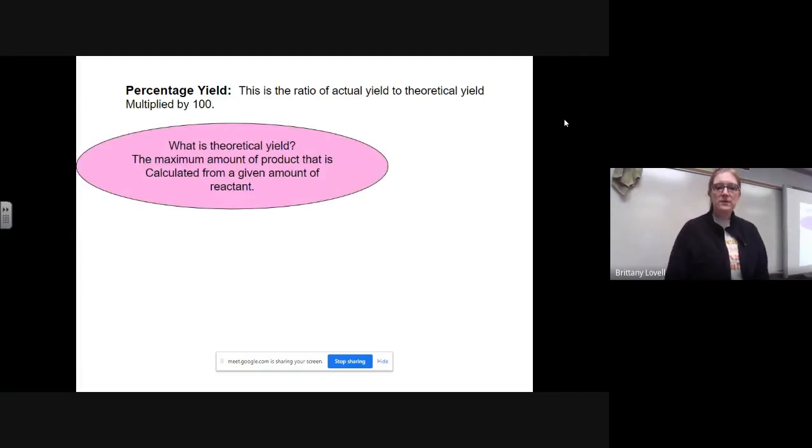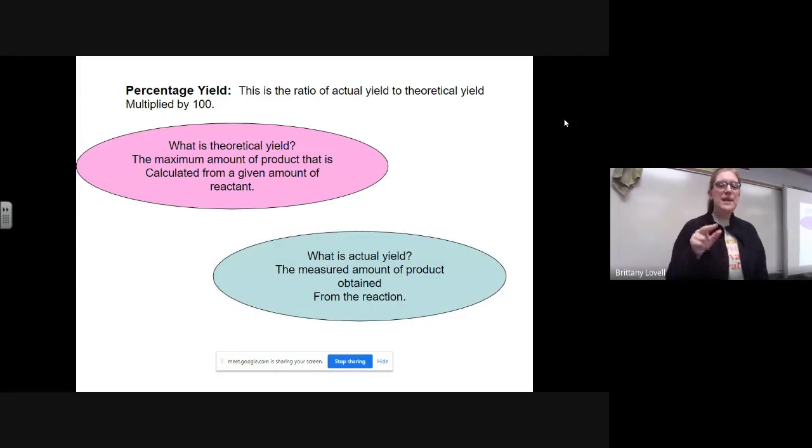The theoretical yield, it's the maximum amount of product that is calculated from a given amount of reactant. So the theoretical yield is the one that you're using math to get. That's the stoichiometric amount. So if I ask you, well, what's the theoretical yield for this and this, you would have to do math to figure that out. You're going to have to do some stoichiometry to figure that out. Okay, this is the maximum, like the perfect amount, because theoretically, the maximum amount would be this.